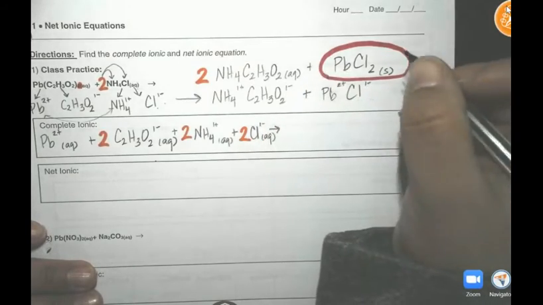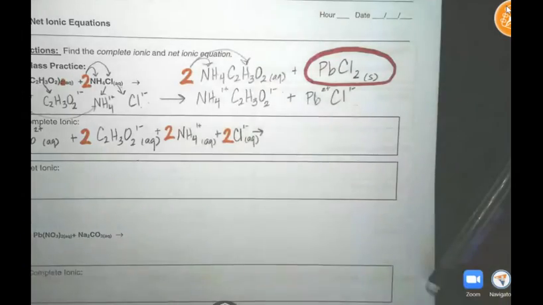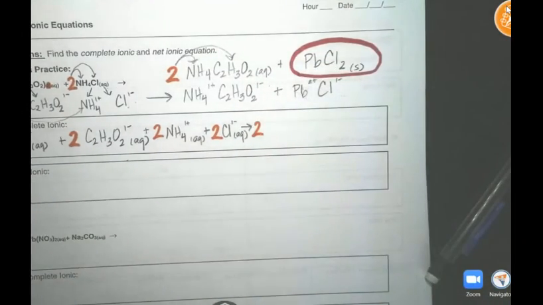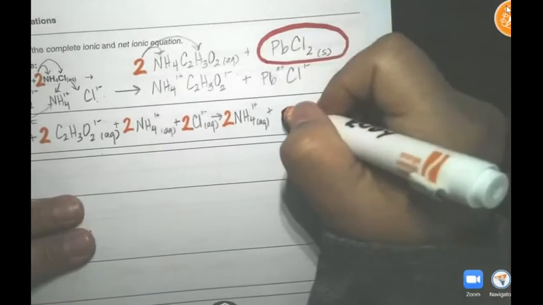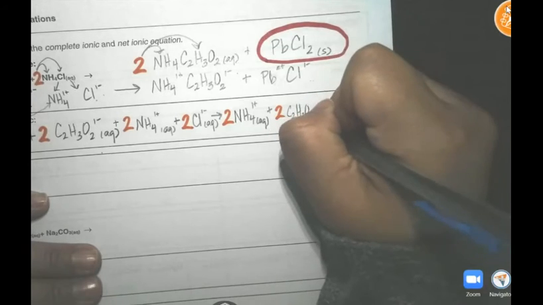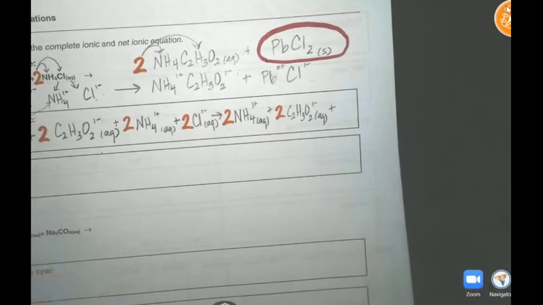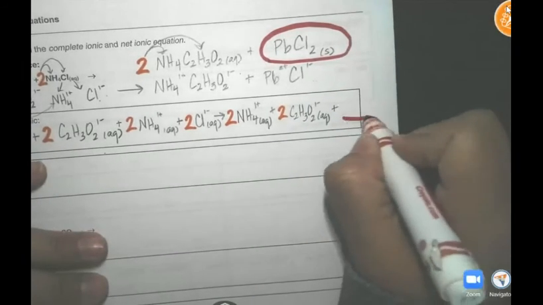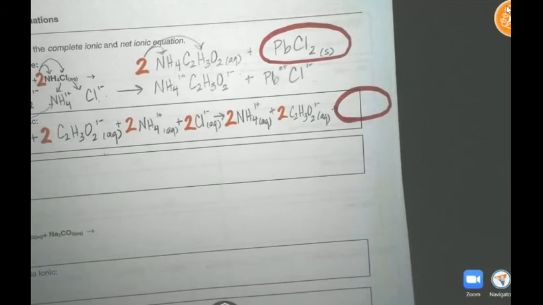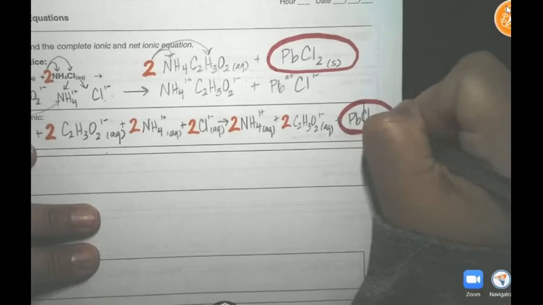And then that's going to give me, right? Once again, I have to distribute this 2, NH4 1 plus aqueous plus 2 C2H3O2 1 minus aqueous plus what I have to keep all together, which is my precipitate, solid PbCl2 solid.